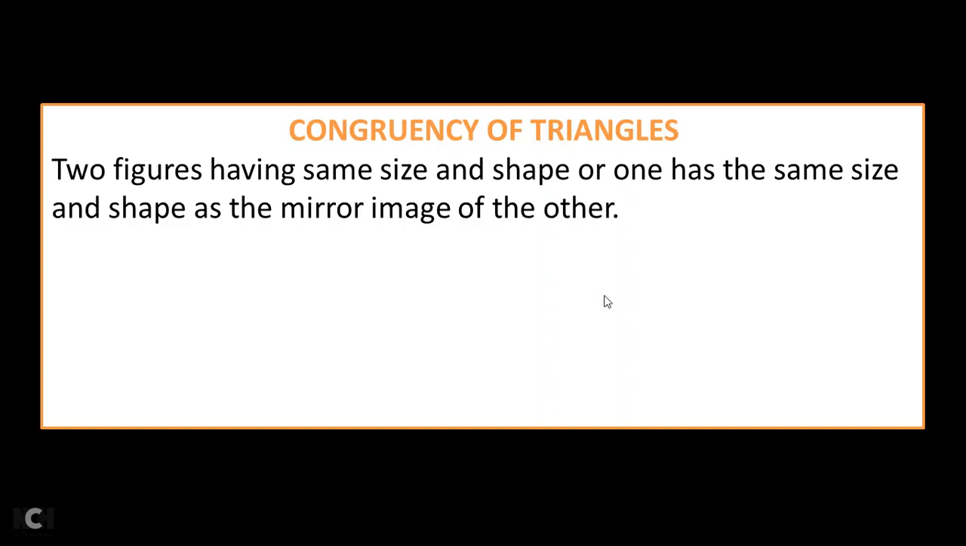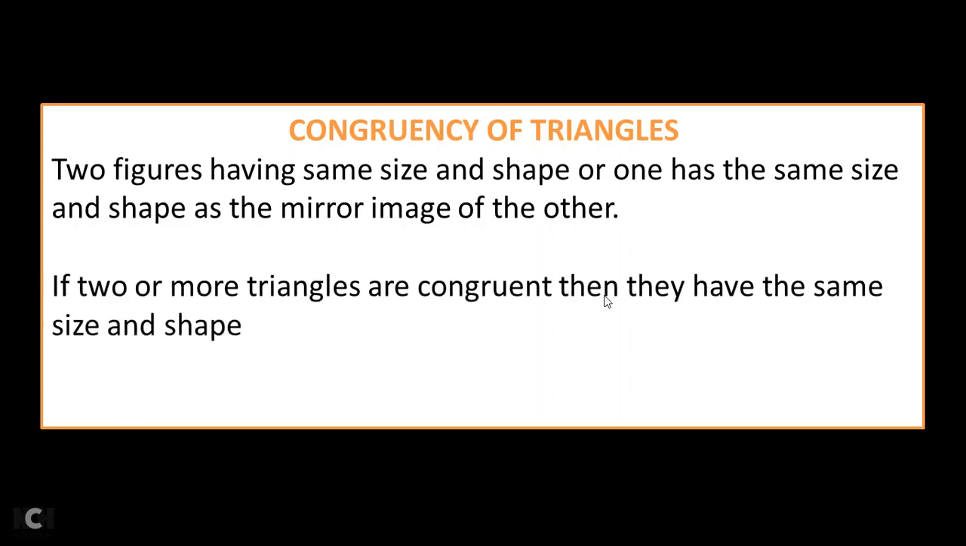And another thing, if they have the same size and the same shape as the mirror image, then it also means the figure is congruent to the mirror image. Since congruency appears when we have the same size and shape, if two or more triangles are congruent to each other, then we can conclude that they have the same size and the same shape. It's kind of like the converse of the statement here.